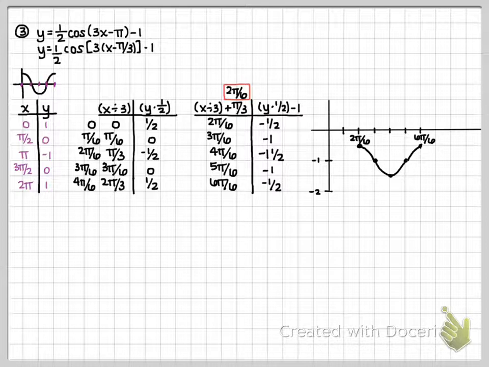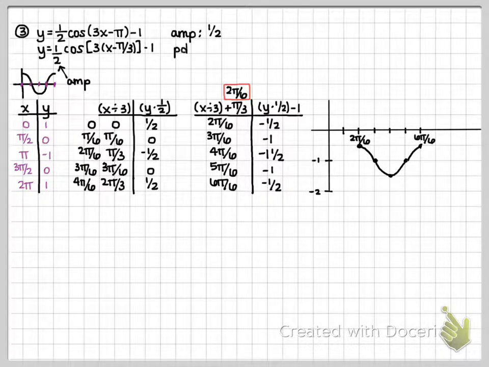So I think I'm going to go back to the equation this time to identify the important information. So, amplitude. Amplitude is going to come directly from the number in front of the cosine. So my amplitude is going to be 1/2. I can see that from the graph, but I can also get it from the equation.